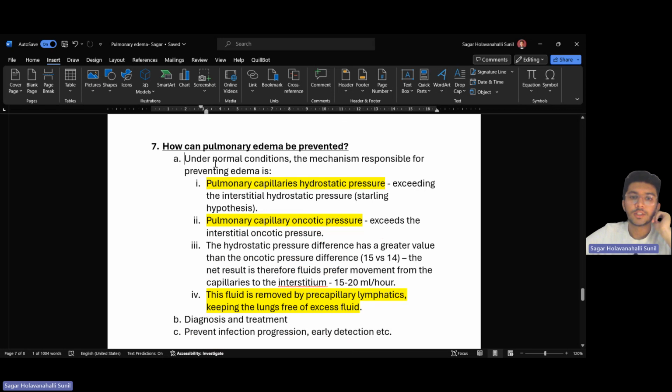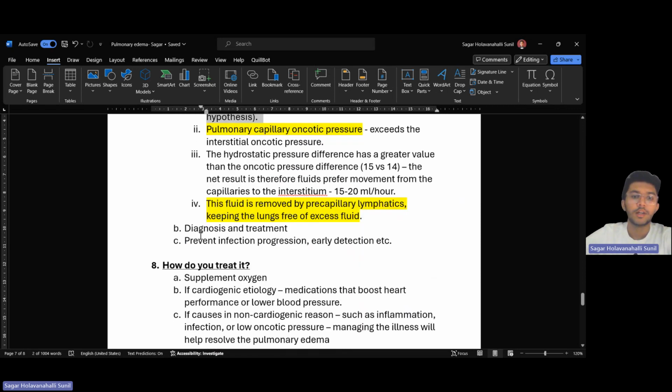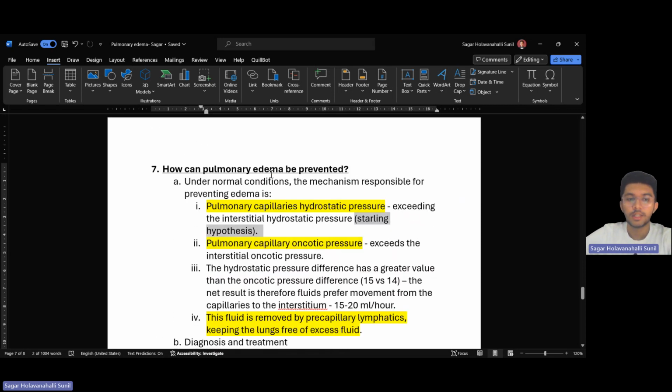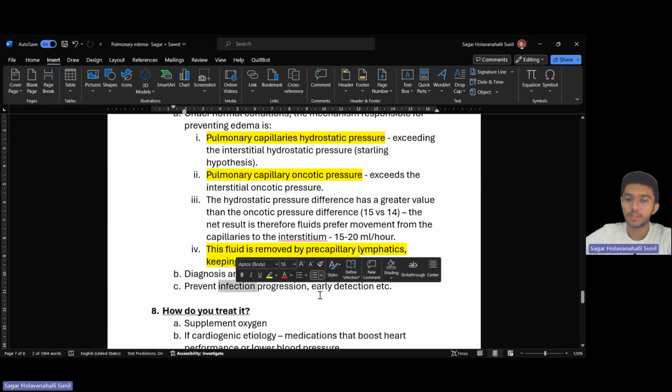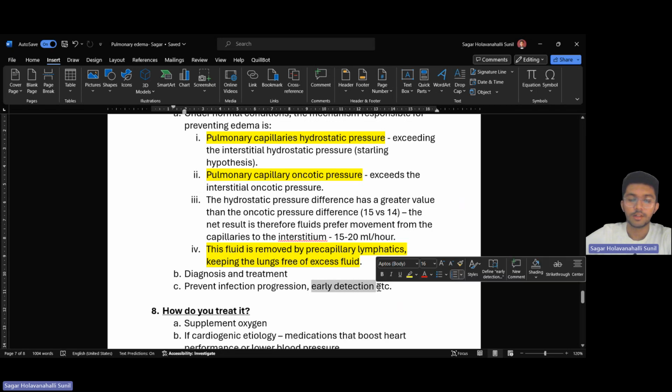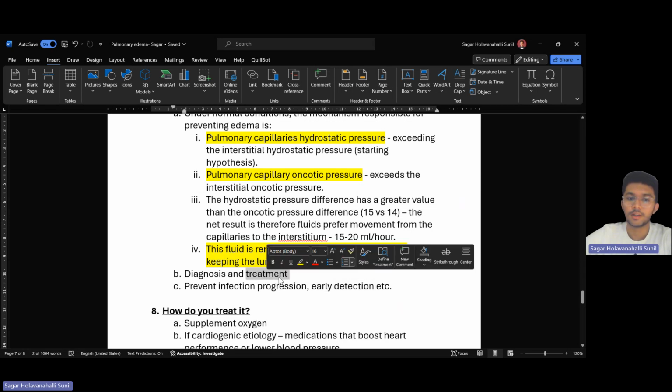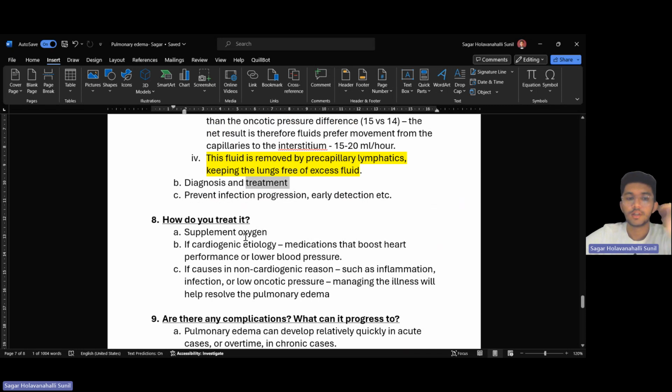Well, under normal conditions, the mechanism responsible for preventing the edema is basically the Starling hypothesis, which I've just mentioned earlier. Other than this, you can treat pulmonary edema, you can diagnose it early, you can prevent the infection progression, you can detect the pathology earlier, and you can provide adequate treatment. So, how do you treat this? Well, you can provide supplemental oxygen because the body will be hypoxic.